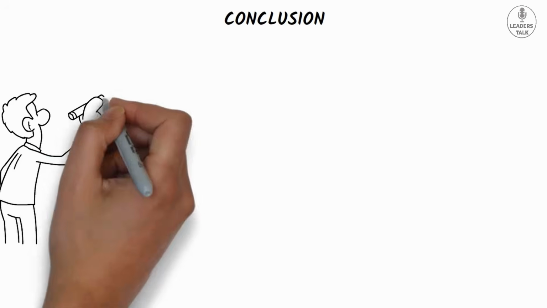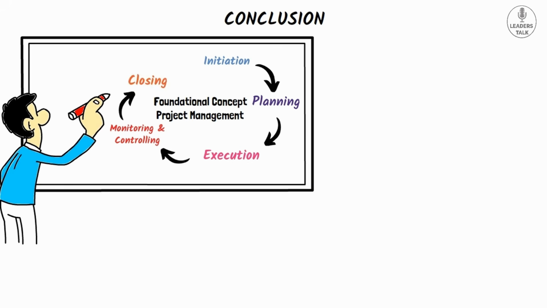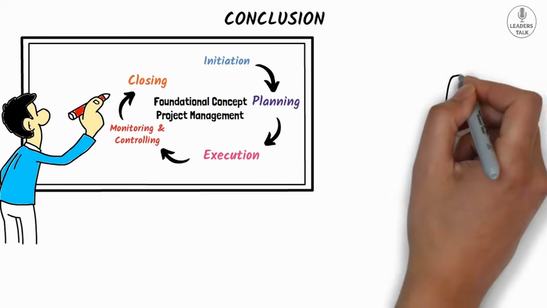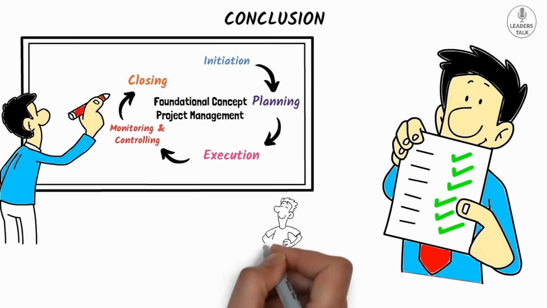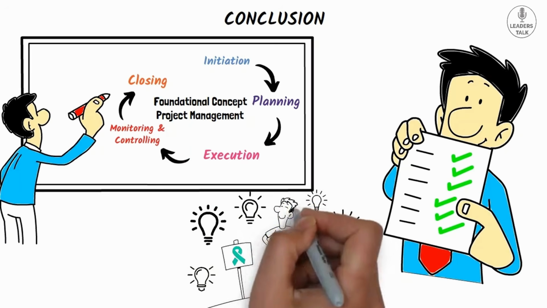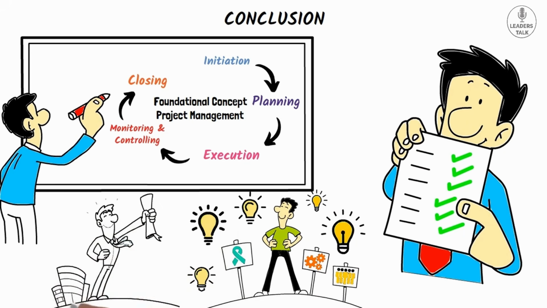In conclusion, the project lifecycle is a foundational concept in project management that provides a structured approach to managing projects. It's a roadmap that guides you through the initiation, planning, execution, monitoring and controlling, and closing phases. Understanding and effectively applying the project lifecycle can significantly increase your chances of project success. Remember, a well-defined project lifecycle is the key to achieving your project objectives and ensuring long-term success.